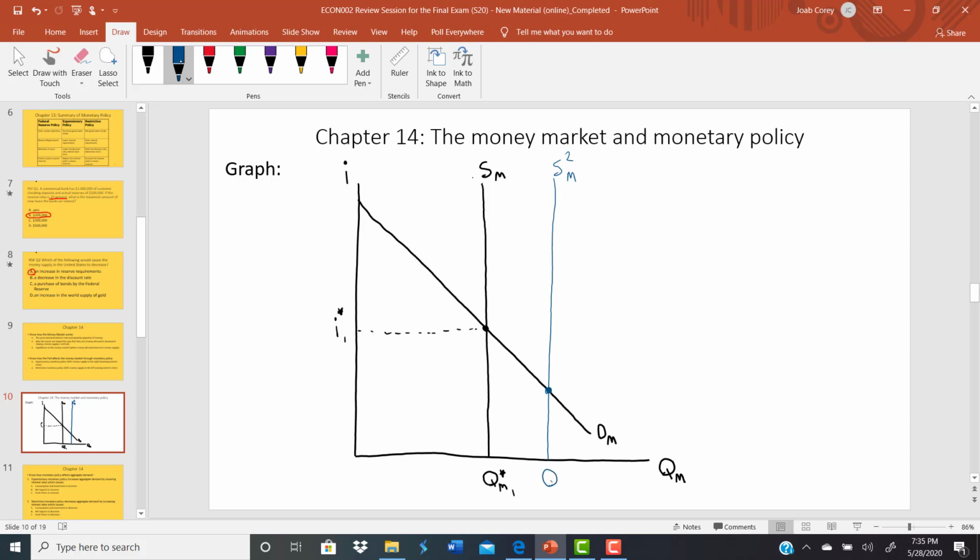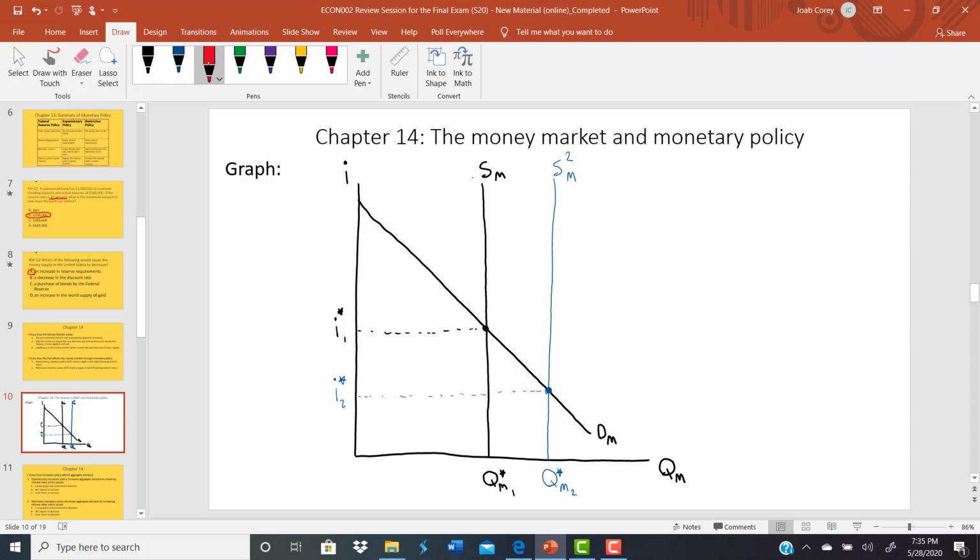And where that intersects our demand curve, that's going to give us a new equilibrium in this money market. So we have a new amount of money that people are going to be willing to hold on to. People are going to be willing to hold on to more, and they're eager to put it in the bank. And the reason why is because you're going to have these lower interest rates. So we'll call this i2 star. So again, that's what happens when you use this expansionary monetary policy.